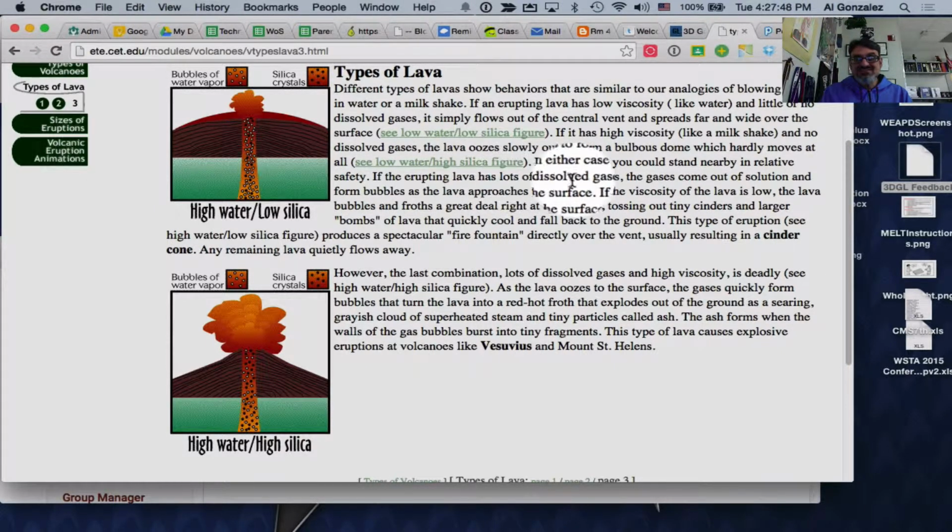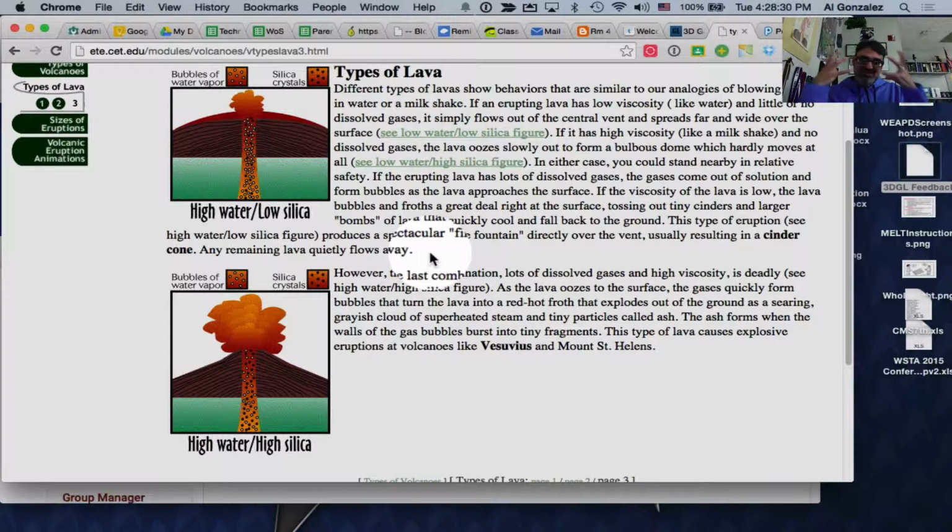These volcanoes are not going to erupt explosively because the lava is running. If the erupting lava has lots of dissolved gases, the gases come out of solution and form bubbles as the lava approaches the surface. If the viscosity of the lava is low, the lava bubbles and froths a great deal right at the surface, tossing out tiny cinders and larger bombs of lava that quickly cool and fall back to the ground. This type of eruption, see high water, low silica, produces a spectacular fire fountain directly over the vent, usually resulting in a cinder cone. So that's how you get a cinder cone. Any remaining lava quietly flows away.